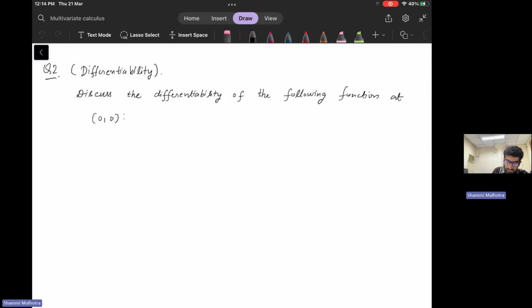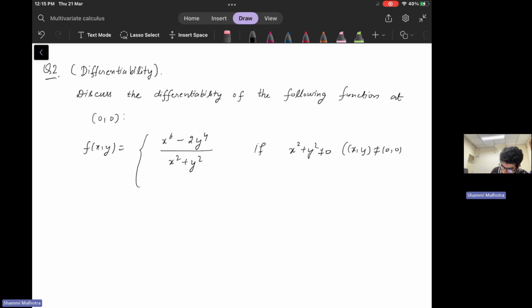So the function which we have here is (x raised to the power of 6 minus 2 times y raised to the power of 4) whole divided by (x square plus y square), when x square plus y square is non-zero, so basically at points where x and y are not both zero, and 0 if x and y are both equal to 0.